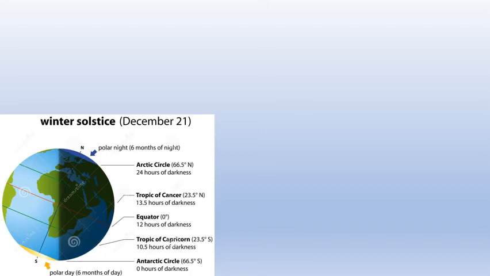Then all the remaining ones are high pressure belts, two on the poles and two on the Tropic of Cancer and Tropic of Capricorn.